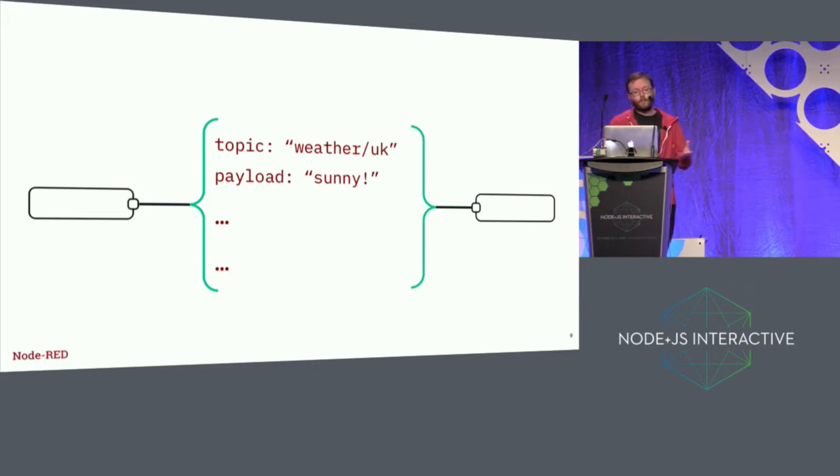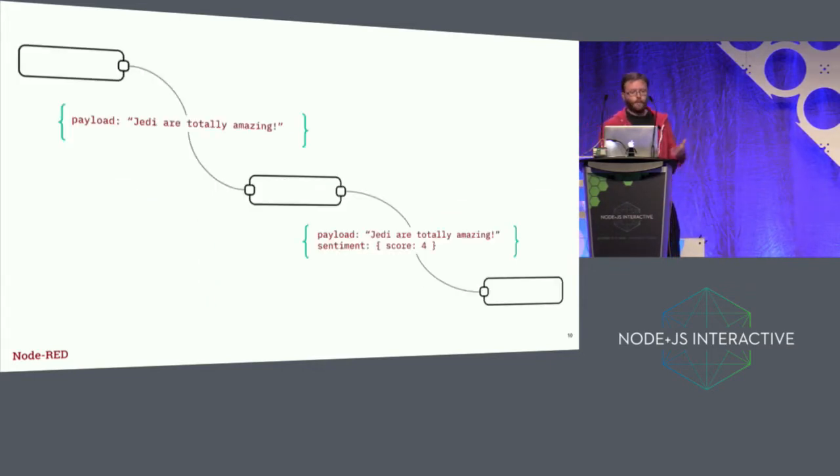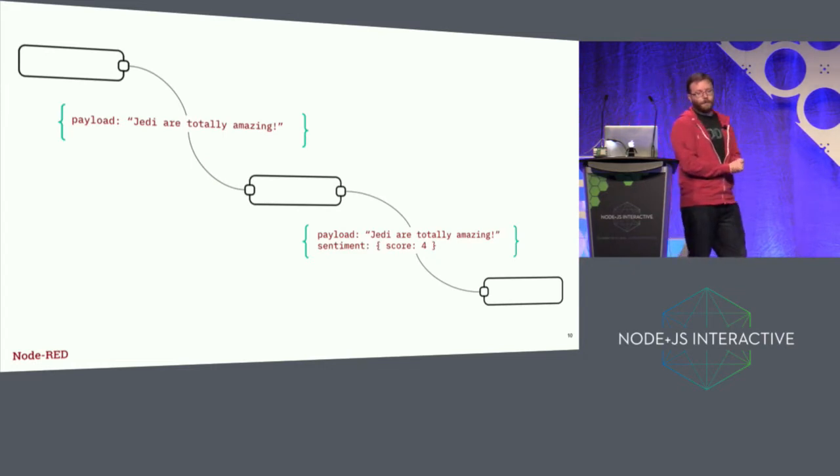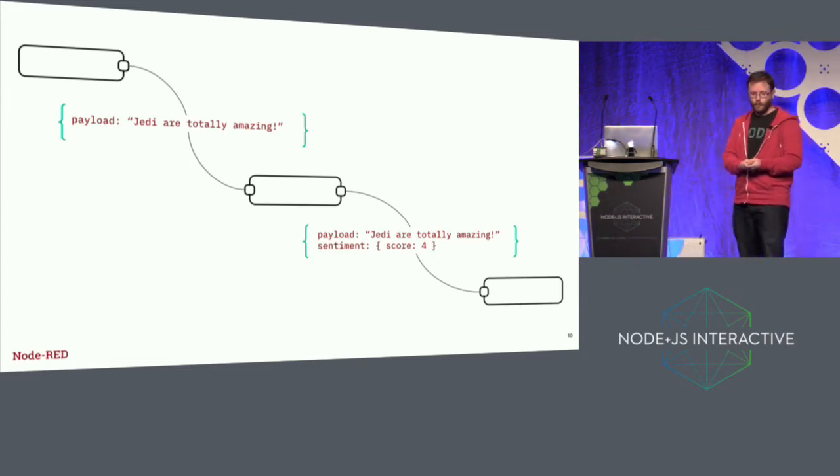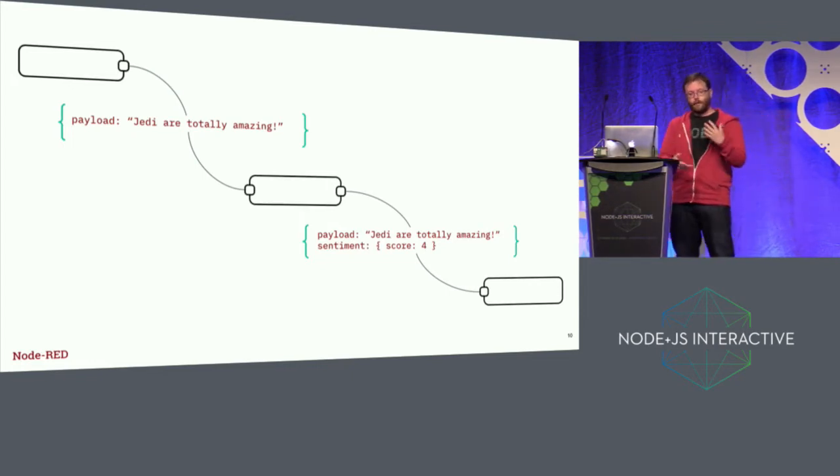But it's a free-form JavaScript object, so any other properties can be added or removed. For example, we have in the default palette a sentiment analysis node that you pass a message saying, "Jedi are totally amazing." It does sentiment analysis on that text because it knows to look in the payload, and it adds this extra property called sentiment, having decided that that's nice positive sentiment, so it gives it a score of 4.